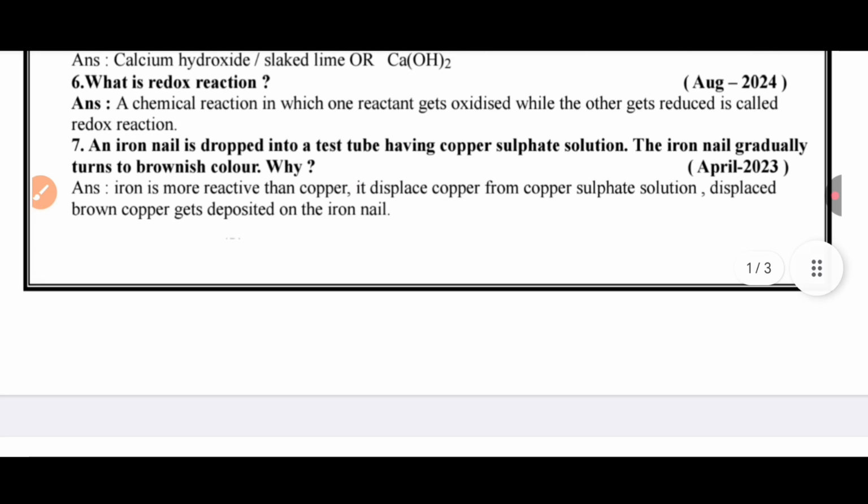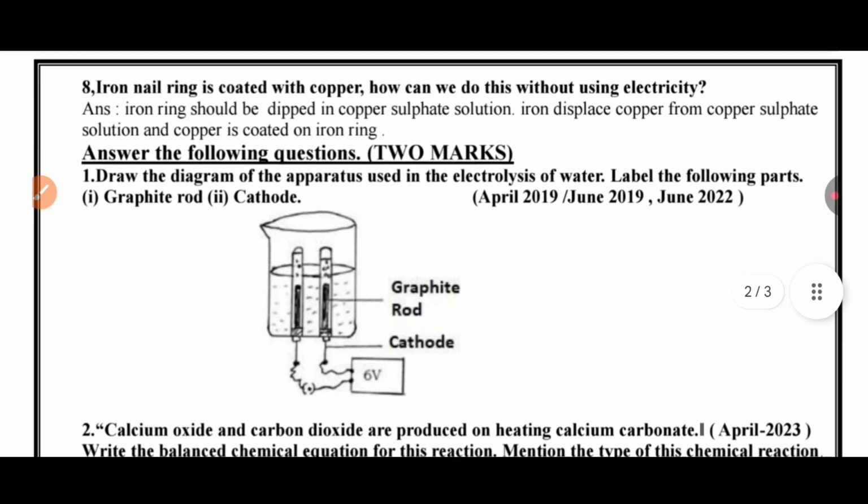An iron nail is dropped into a test tube having copper sulfate solution. The iron nail gradually turns brownish in color. Why? Iron is more reactive than copper. It displaces copper from copper sulfate solution. The displaced brown copper gets deposited on the iron nail, so the iron nail gradually turns brownish.